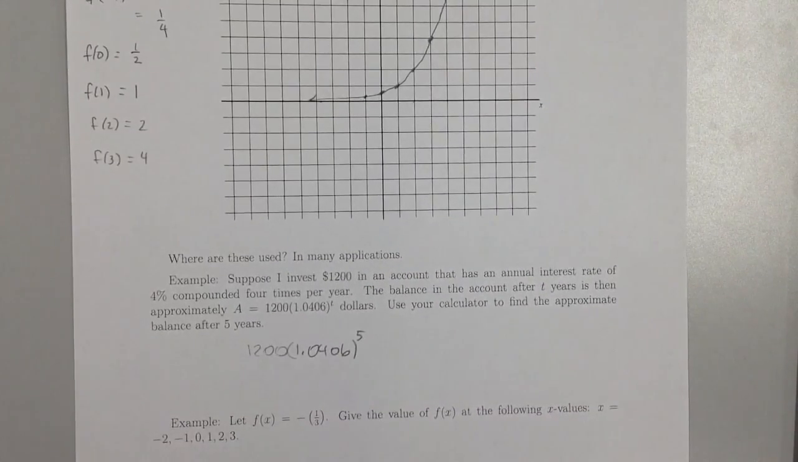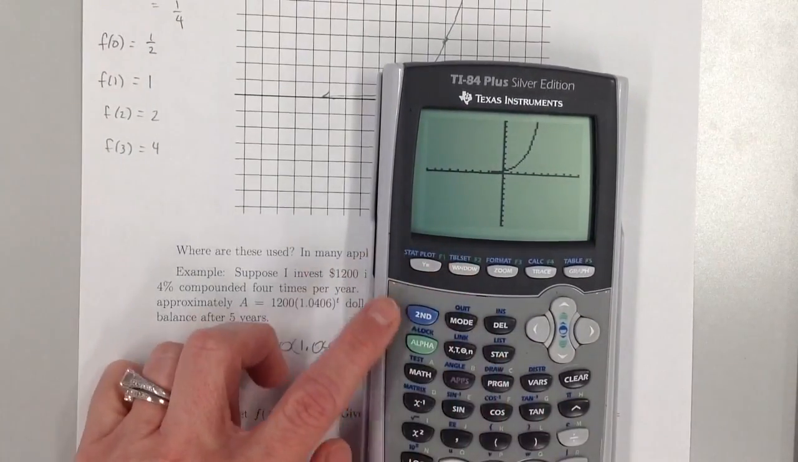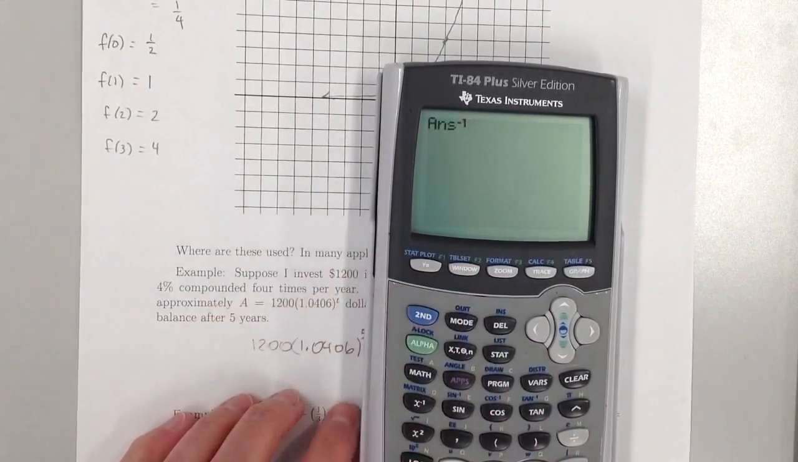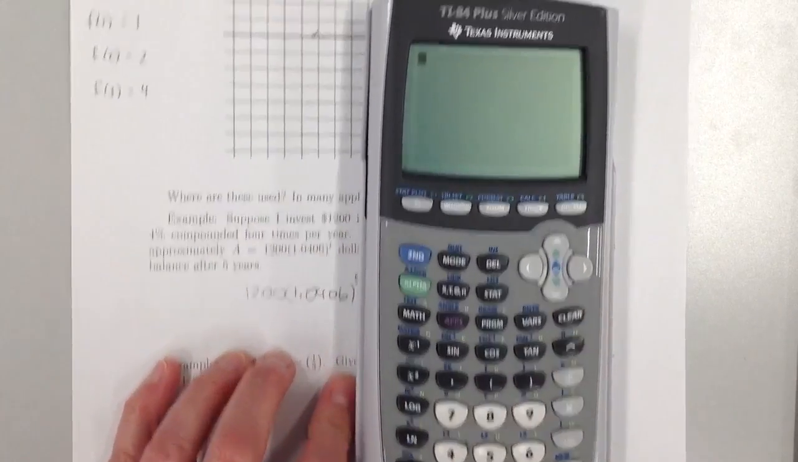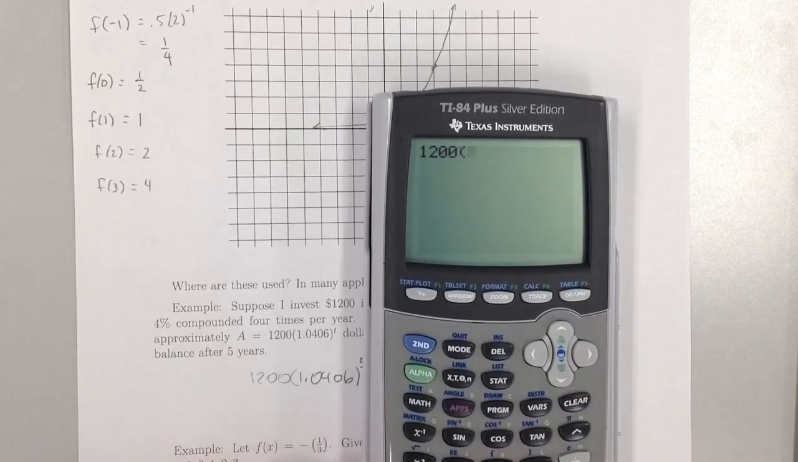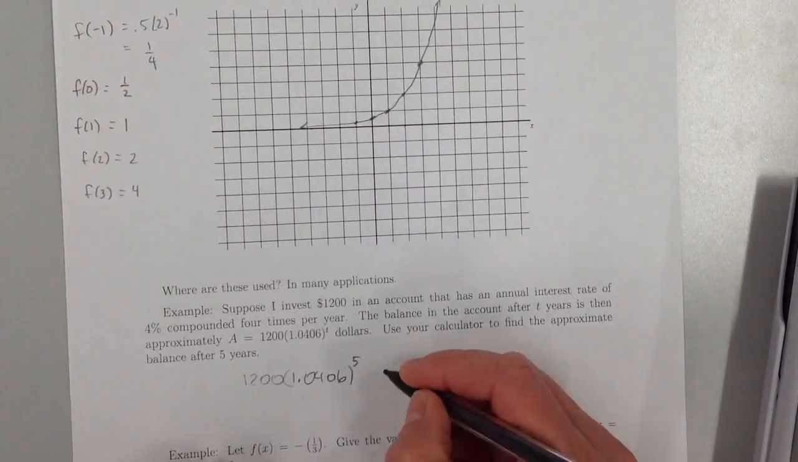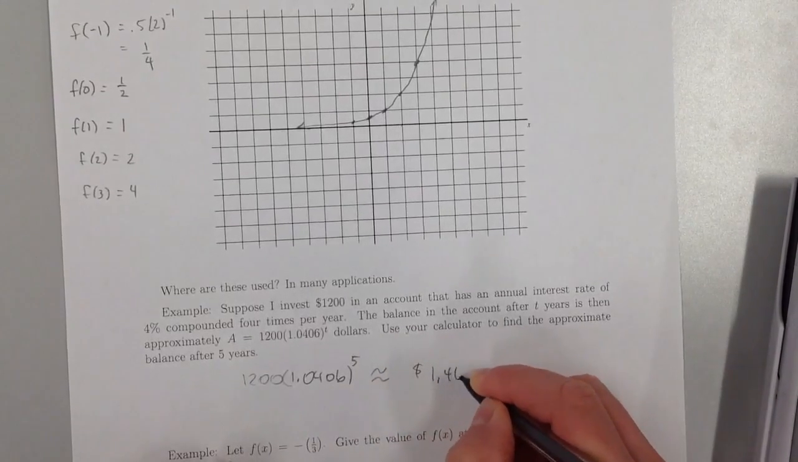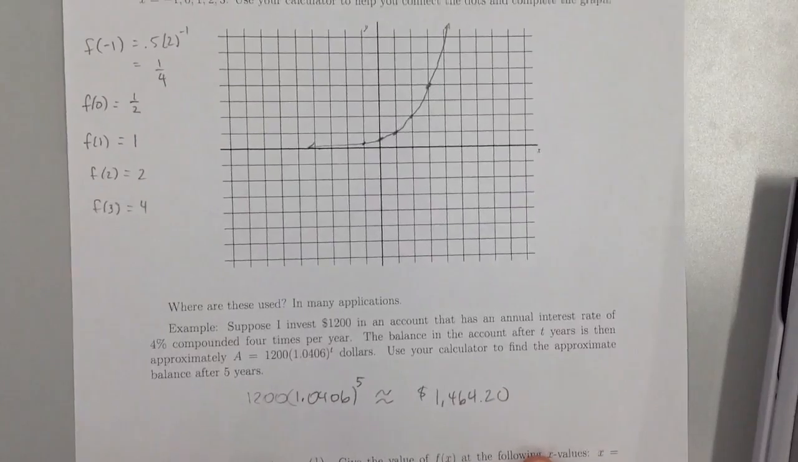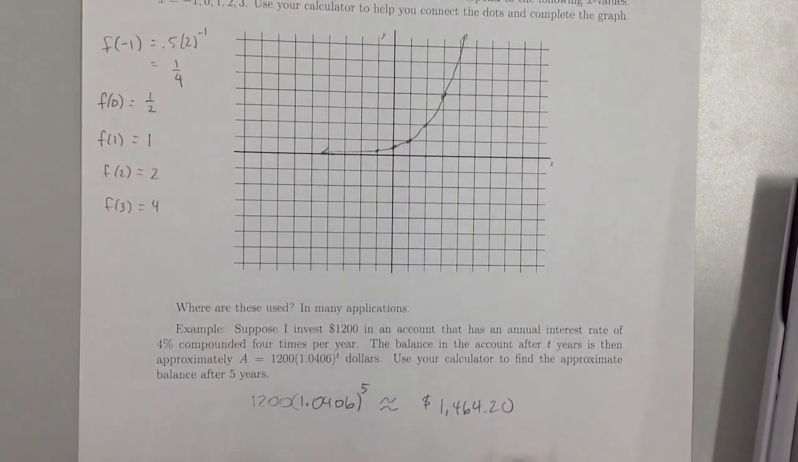And this is how we have to enter that on our calculator. I will enter 1,200 times 1.0406 to the power of 5. And so that's around $1,464.20. Okay, so that's an example of where you'd see an exponential function in real life.